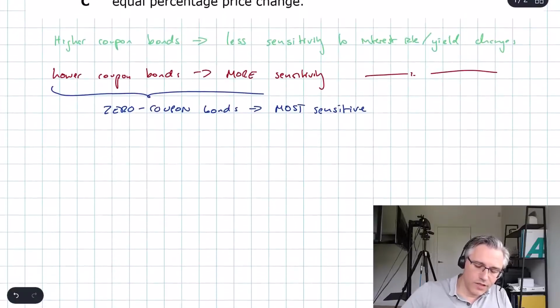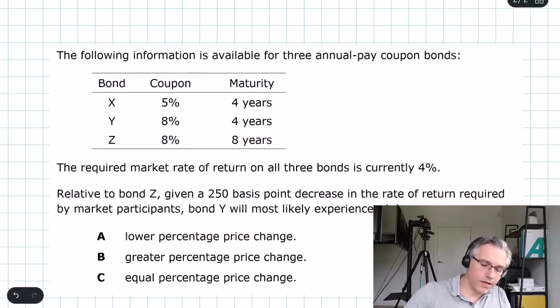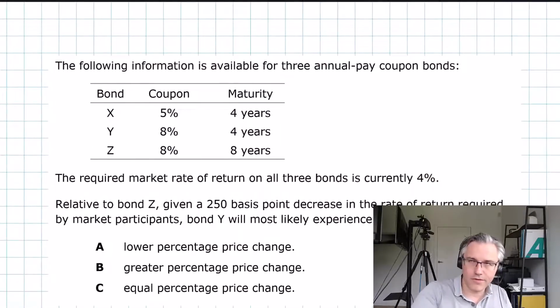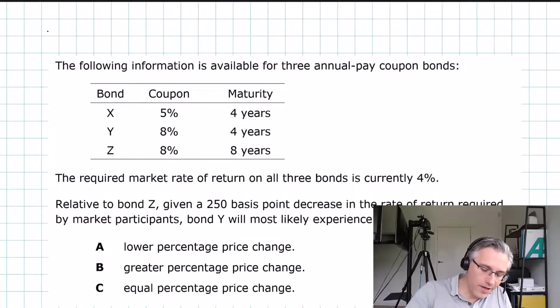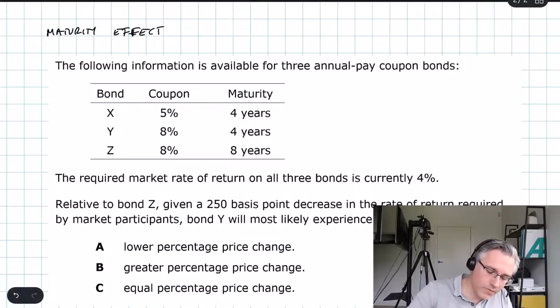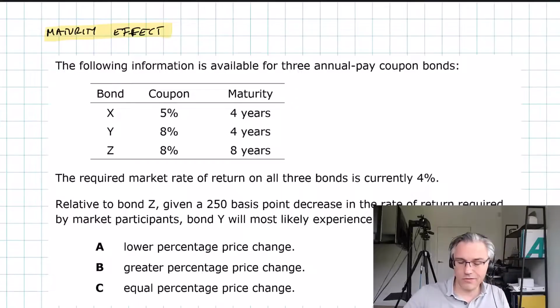Let's move on to the next one, for which we have a separate question, although this question is very much kind of the same as before. We just change one parameter. This one's going to be the maturity effect, and once again, it's all about the sensitivity of a bond's price, but this time depending on the time it has to maturity.